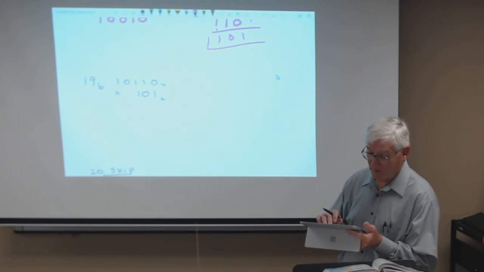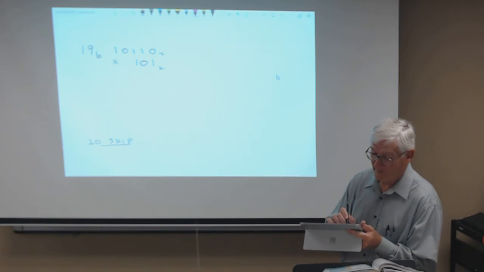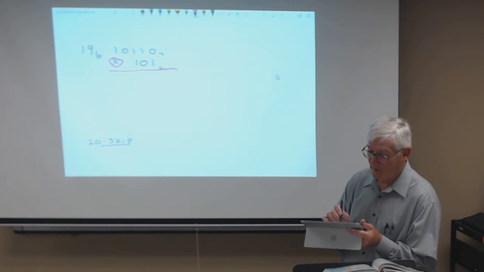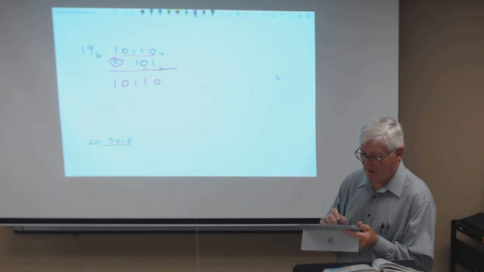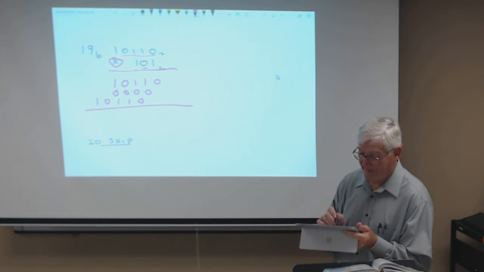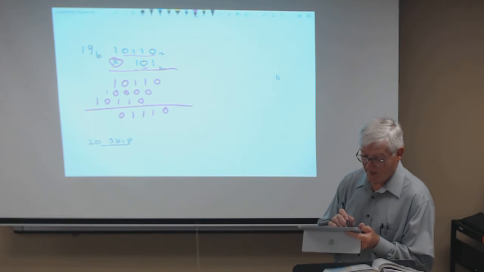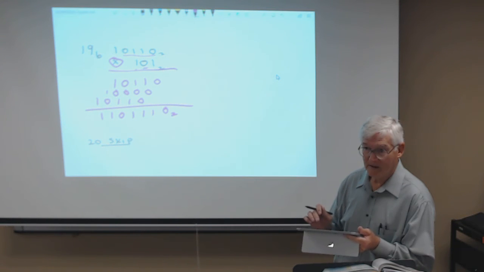18, 19. Multiply. You take 1 times this whole row and you get 1, 0, 1. Take 0 times this whole row, you get 0, 0, 0, 0. Take 1 times this whole row, you get 0, 1, 1, 0, 1. Draw a line and add. There you go. Got it?